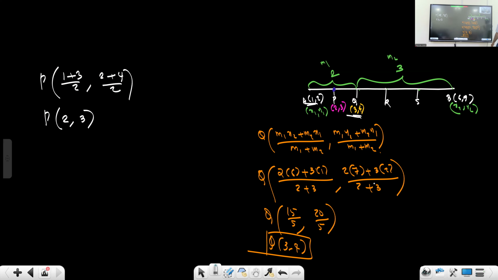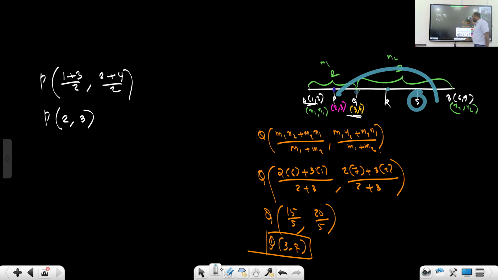Understand what I'm saying. R is the midpoint of QS, but unfortunately we don't have the coordinates of S. Am I right? So what we can say is R is the midpoint of PB. R is the midpoint of PB means this distance and this distance are equal. Why I didn't take QS? Because we don't have the value of S. That's why we are taking R as the midpoint of PB.